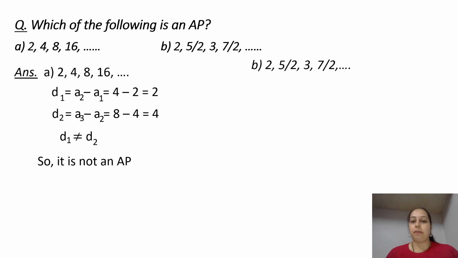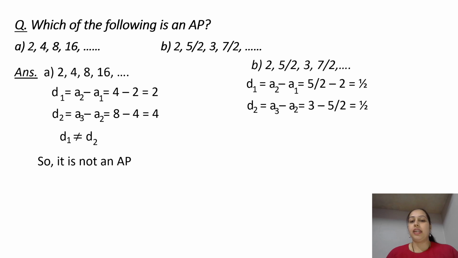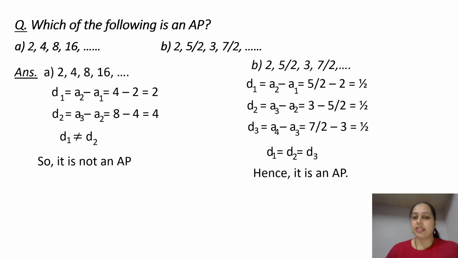Now let's see the second part. This is the AP. Here D1, which is A2 minus A1, we get the answer as 1 by 2. Then we find D2, which is A3 minus A2, the third term minus the second term. Again, the difference is 1 by 2. If we find D3, that means the fourth term minus the third term, again the difference is 1 by 2. So since D1, D2 and D3 are all the same, we can say that this is an AP.